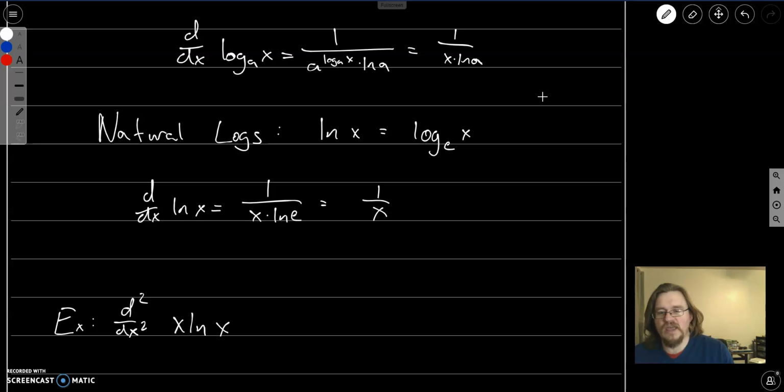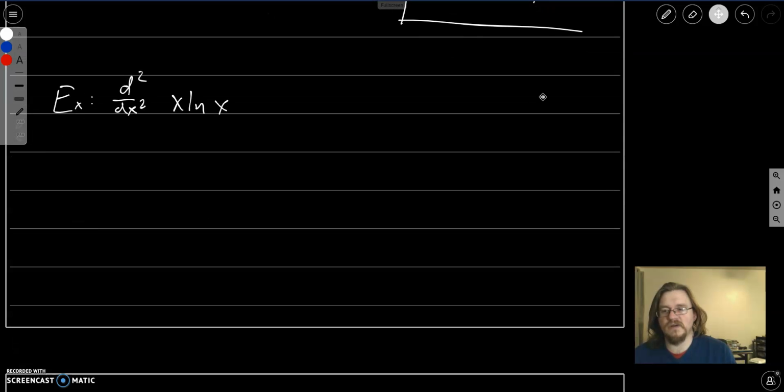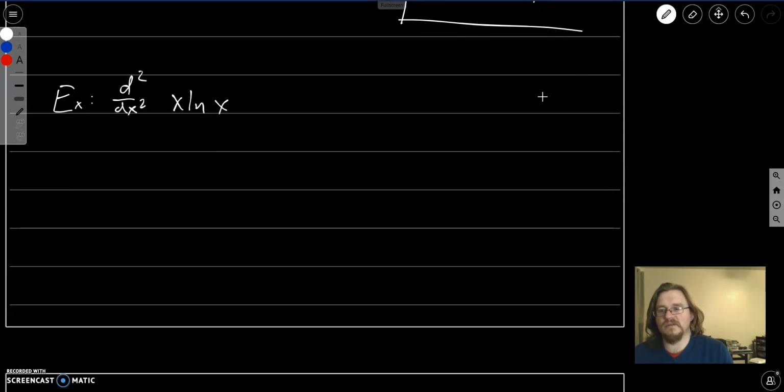This is very handy, so let me write this down just by itself. The derivative of the natural log of x is 1 over x. This is a very, very nice identity to have. So let's do the following. Let's take the second derivative of x natural log x. In order to take the second derivative, we need to take the first derivative. So let's take the derivative of x natural log x.